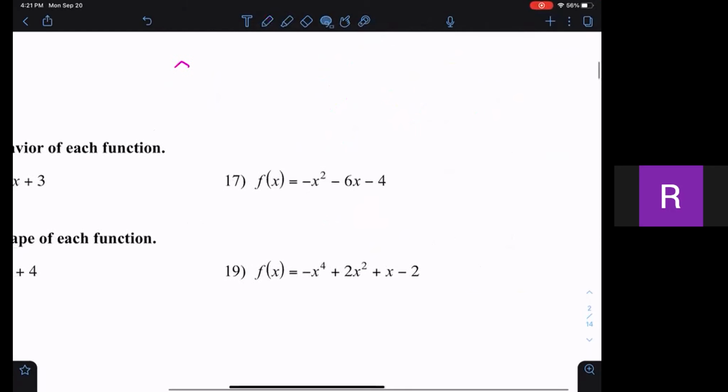This one. He's asking you for the end behavior. So this is a parabola, right? The parabola, and it's negative, right? So you should know how to do that. I'm gonna go into detail about this thing because the parabola you need to know.